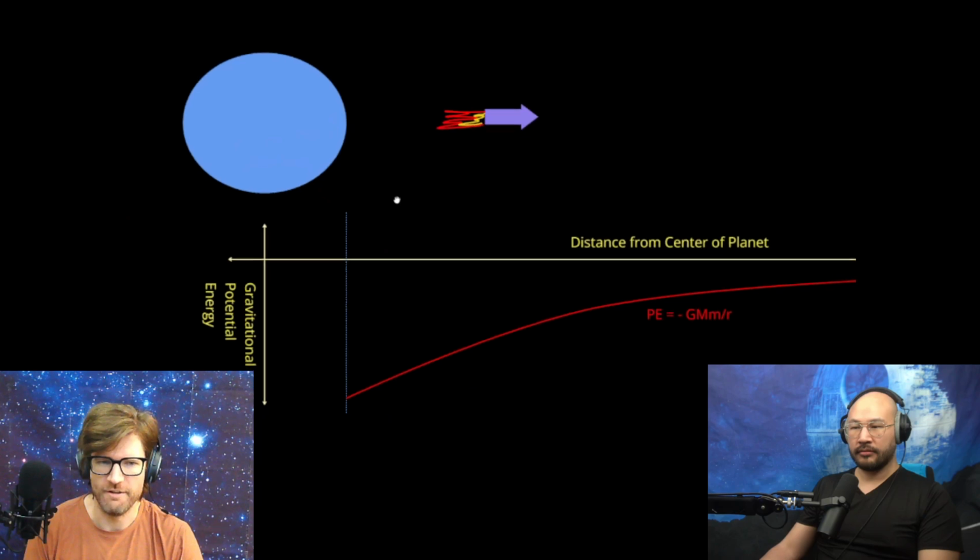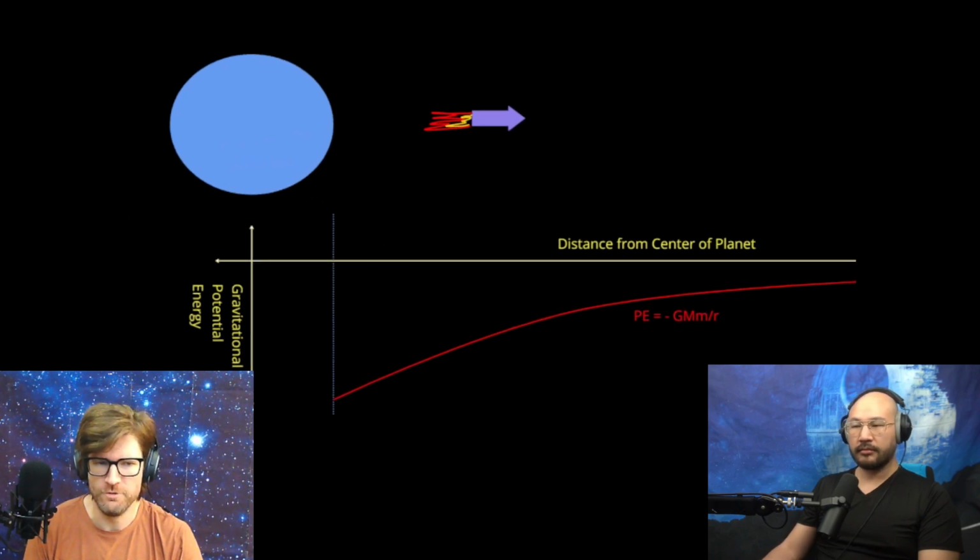So, we have this nifty graph here. The blue sphere represents the Earth. The purple arrow represents a rocket trying to get away, trying to run away from the Earth.